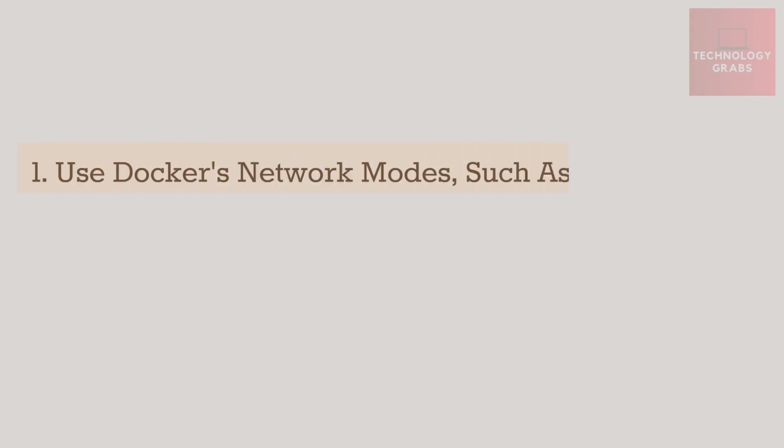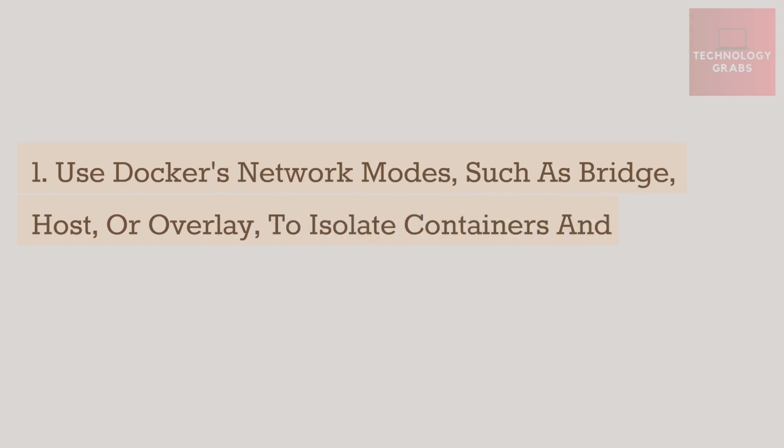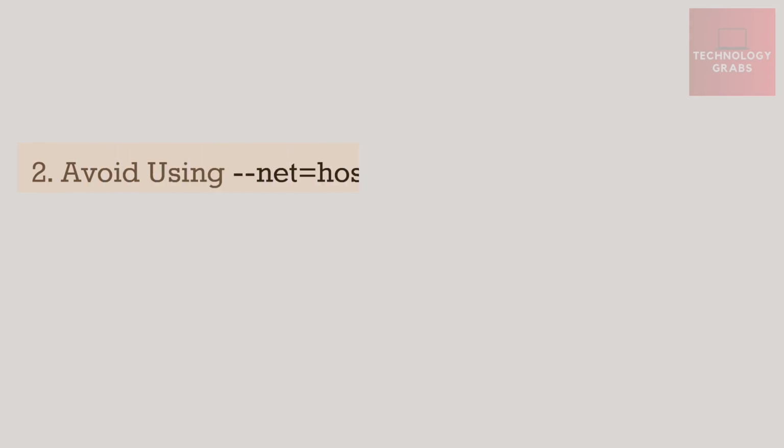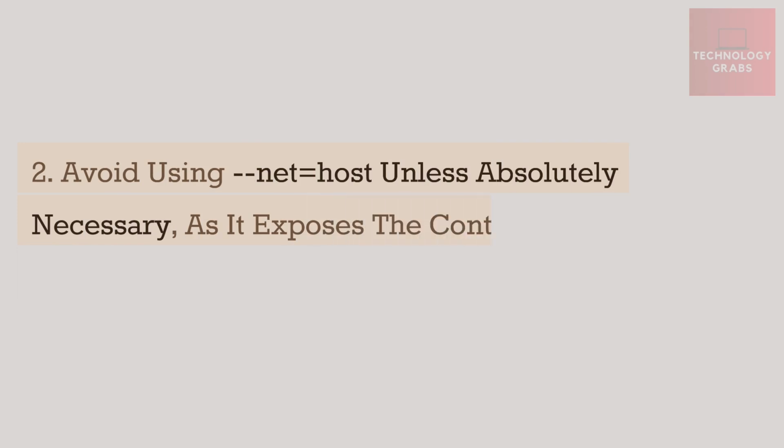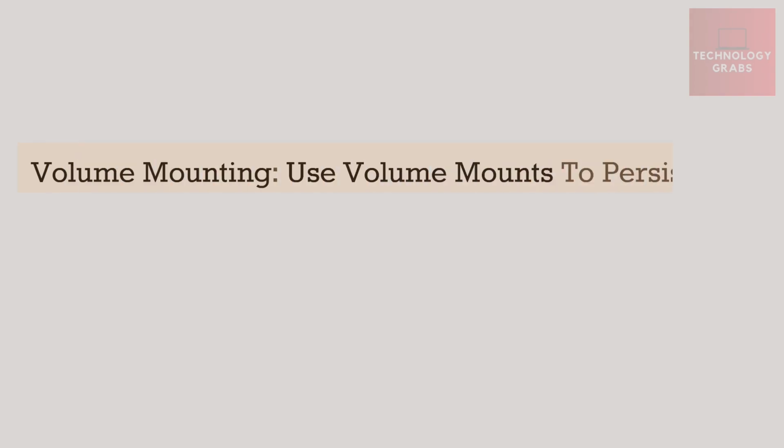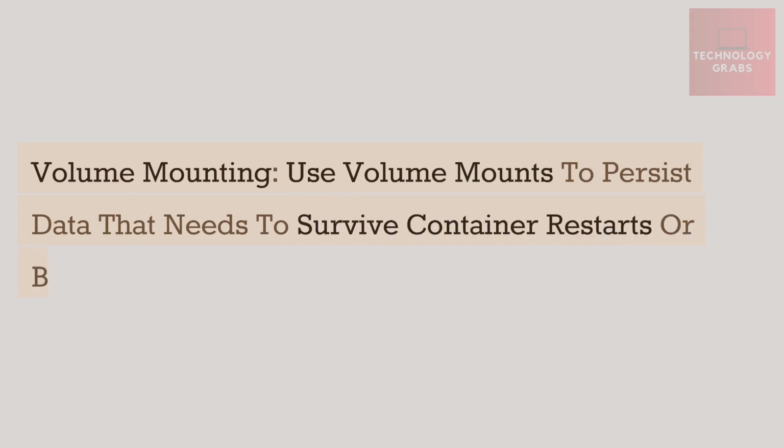Network isolation. 1. Use Docker's network modes, such as bridge, host, or overlay, to isolate containers and control network access. 2. Avoid using net equals host unless absolutely necessary, as it exposes the container's network stack to the host. Volume mounting. Use volume mounts to persist data that needs to survive container restarts or be shared between containers.